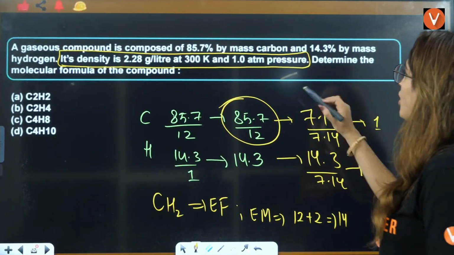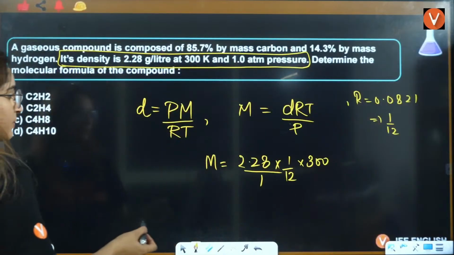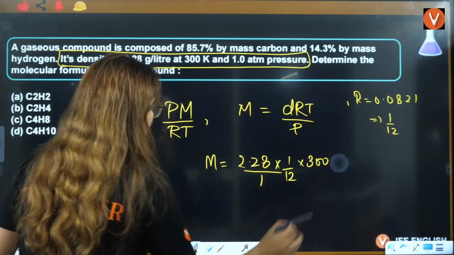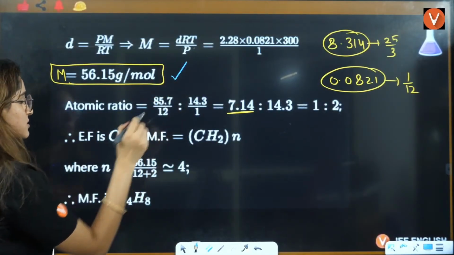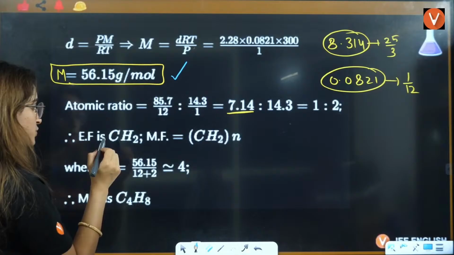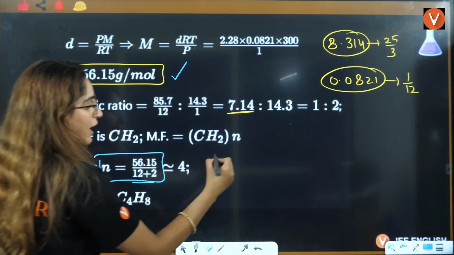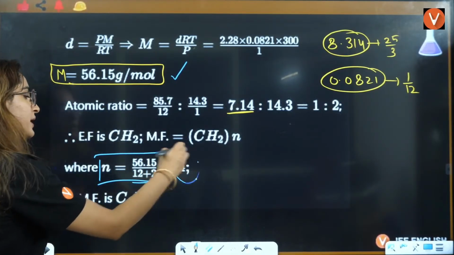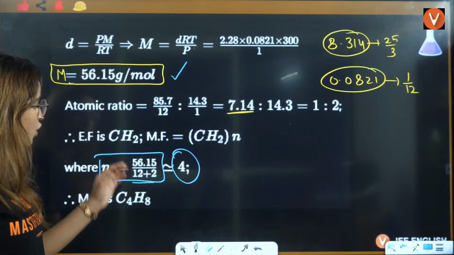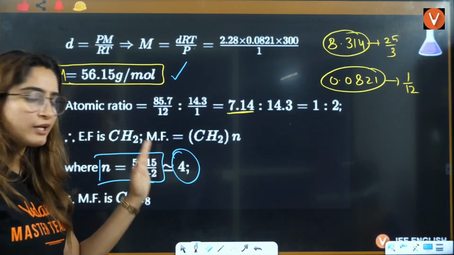Right. Molar mass we have calculated as 56.1, right? So this is your molar mass, this is your empirical mass. Calculate the value of N, that will be molar mass by empirical mass, that will come out to be approximately 4, right? So now what you have to think is that it is coming out to be approximately 4.